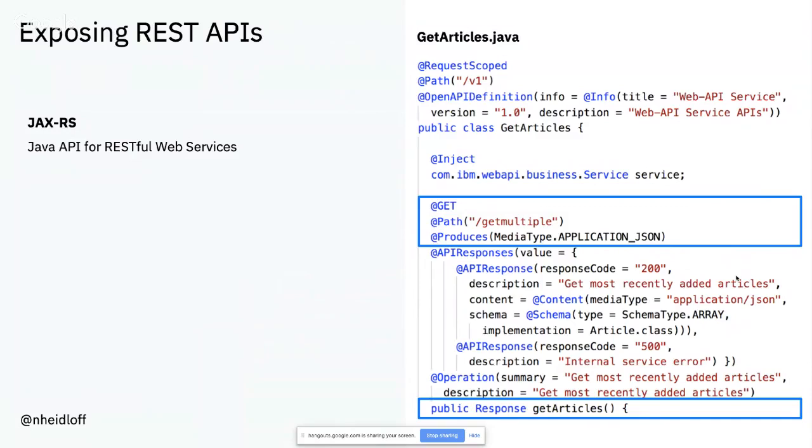And in order to do that, you can use standard JAX-RS. So this is nothing new, right? So that's why I'm going through it here really quickly. All you need to do here is to use the known annotations like get, path, producers, and so forth.